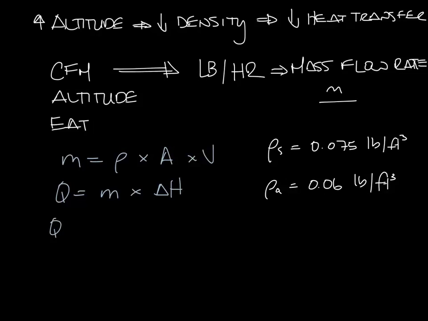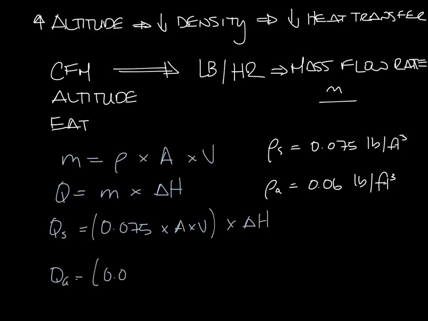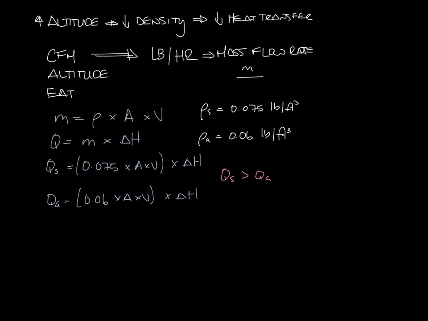We'll say the heat transfer for standard air, Q S, is 0.075 times the area times the velocity through the coil times the change in enthalpy. And then the heat transfer at this altitude, Q A, is 0.06 times the area times the velocity times the change in enthalpy. So without putting any other numbers in the program, if everything else is equal, you can tell that QS is greater than QA. So at altitude, you'll get less heat transfer through the same coil at a given CFM.